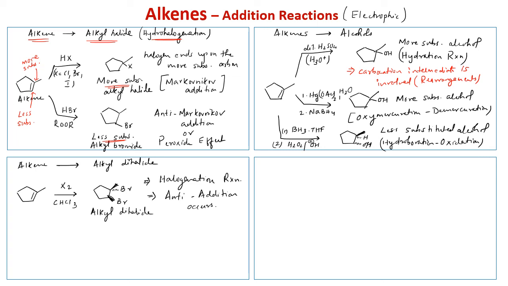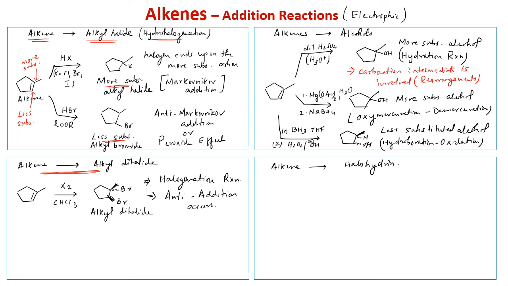Now, this is an important reaction which will take us into alkynes. So note this reaction, because this reaction serves as a connection between alkenes and alkynes. Okay, and now another important reaction that you can do on alkenes is the halohydrin. So an alkene can be converted into a halohydrin.